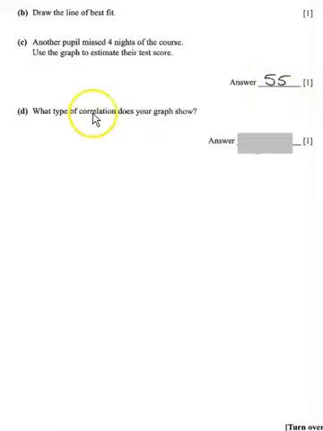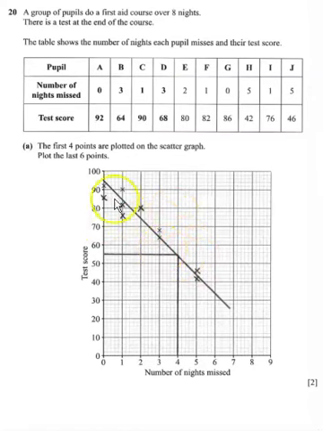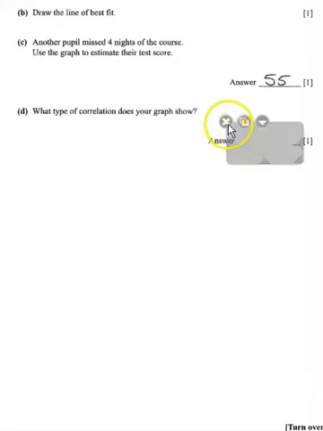So what type of correlation does your graph show? So when we look back at the graph, when it's going down like this, it's usually a negative correlation. If it was going the opposite way or up the way, it would be a positive correlation. But for this diagram, it is a negative correlation.